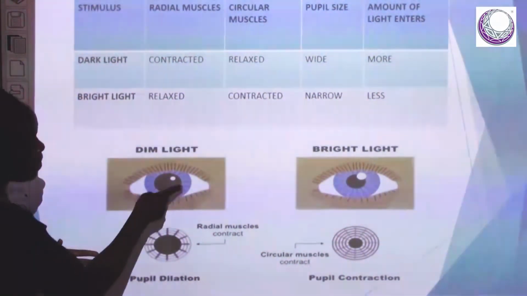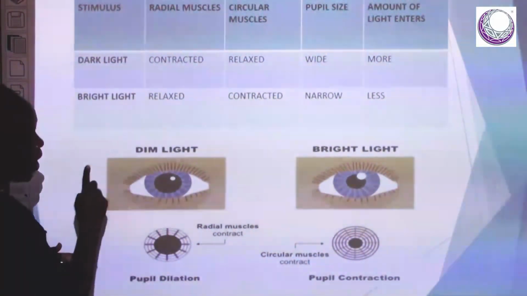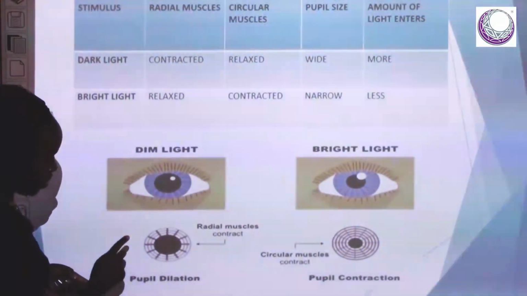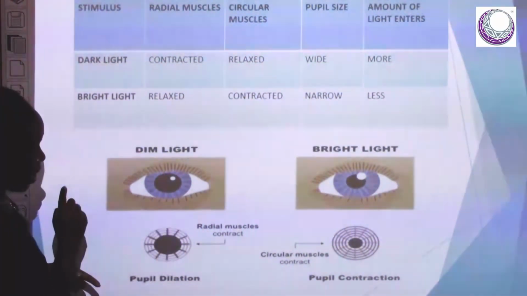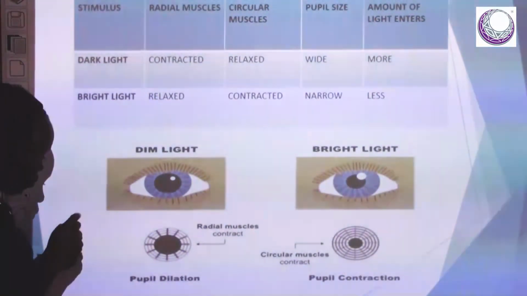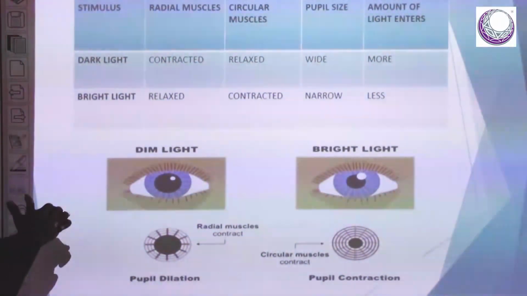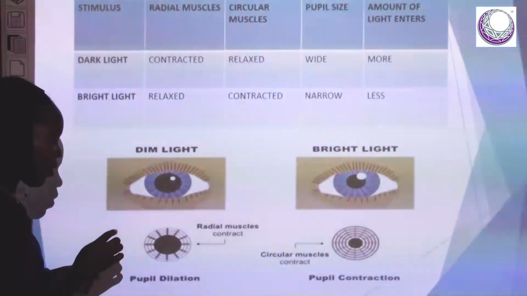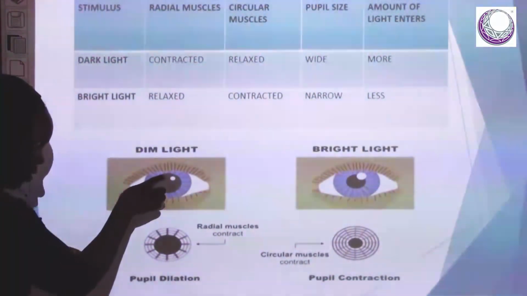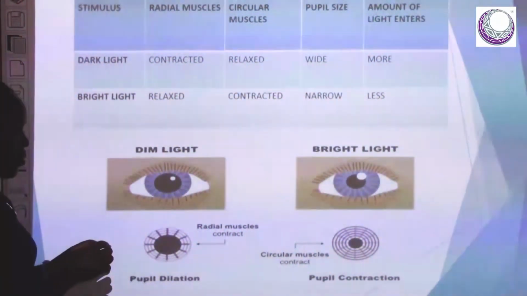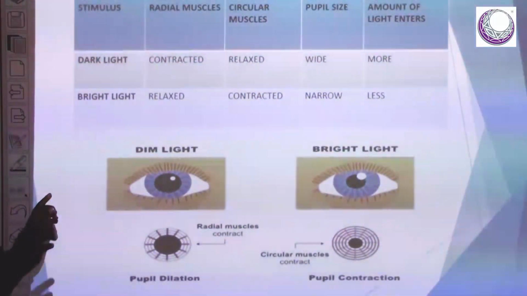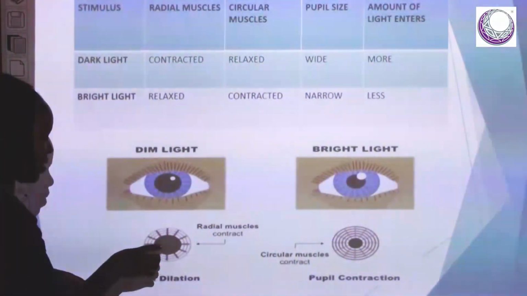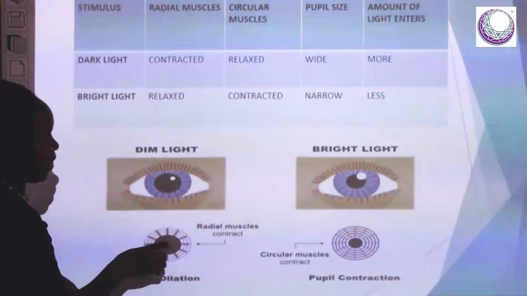So this iris, which is bluish in color, has sets of muscles, which are the radial muscles and the circular muscles, and they work together in order to make sure that this is big. How do they work together? To make the pupil big, the radial muscles contract and the circular muscles relax. And this is going to cause the pupil to dilate.